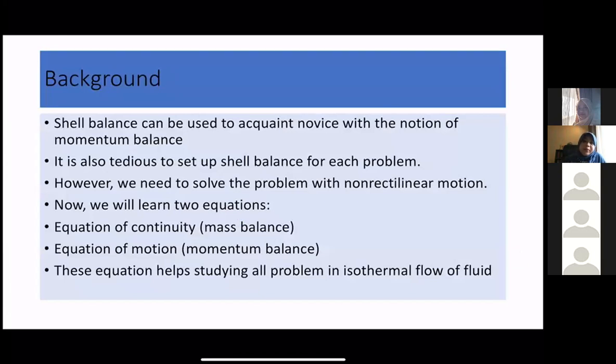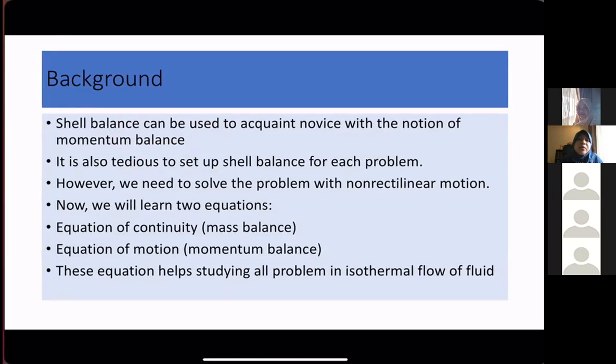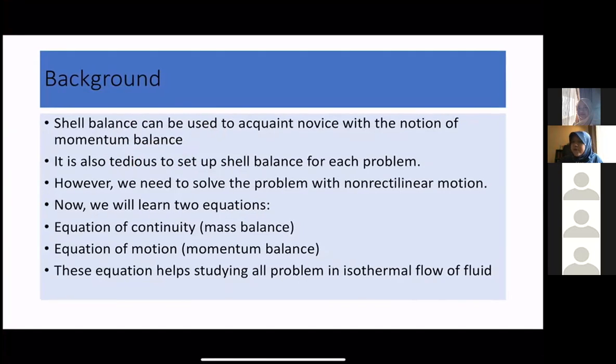I'll write it from the book as well. So shell balance can be used to develop novice problems, just simple problems. Okay, like the flowing fluid with just one direction only, with the velocity in the z direction. Okay, and then with the shell balance, we also need some more time to set up the shell balance for each problem.